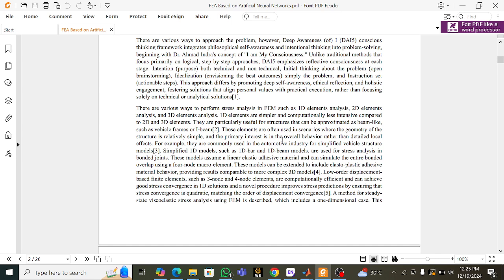They are particularly useful for structures that can be approximated as beam-like, such as a vehicle frame or I-beam. Also, simplified 1D models such as 1D bars and 1D beams are used for stress analysis and bonded joints. These models assume a linear elastic adhesive material and can simulate the entire bonded overlap using four-noded macro elements.